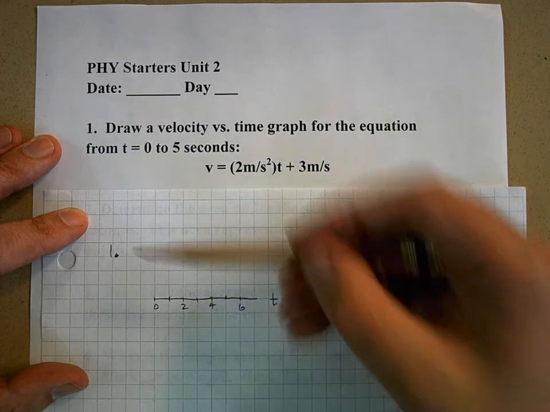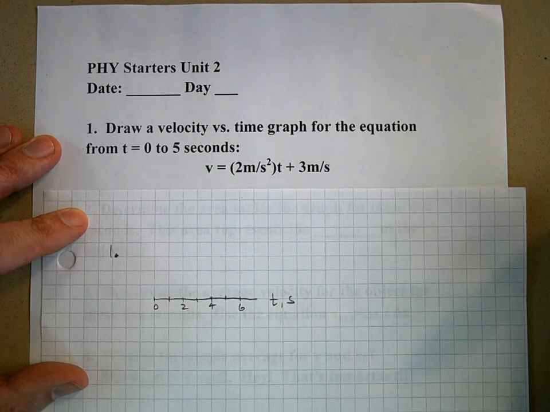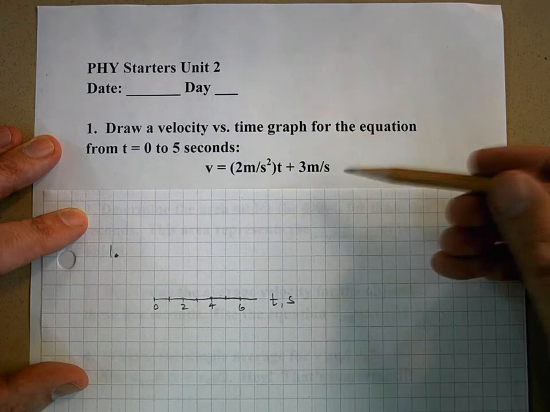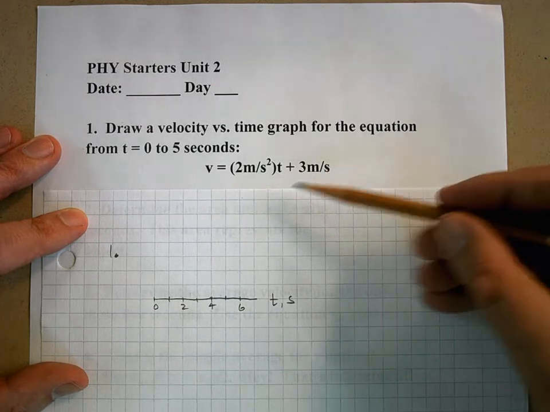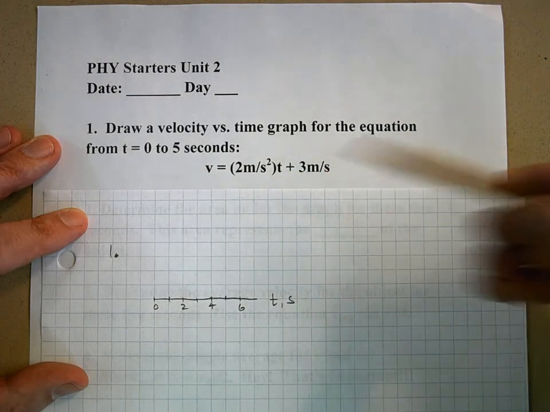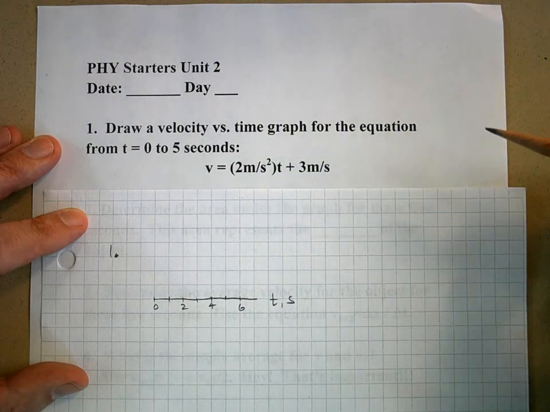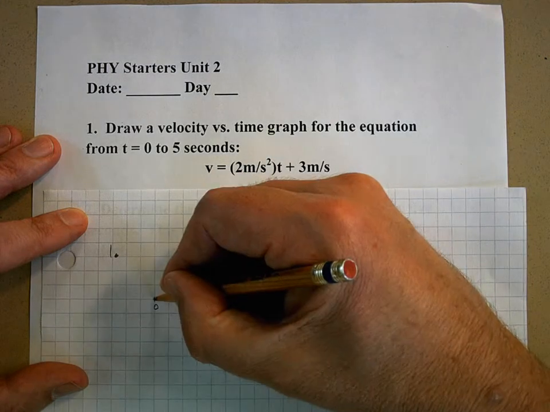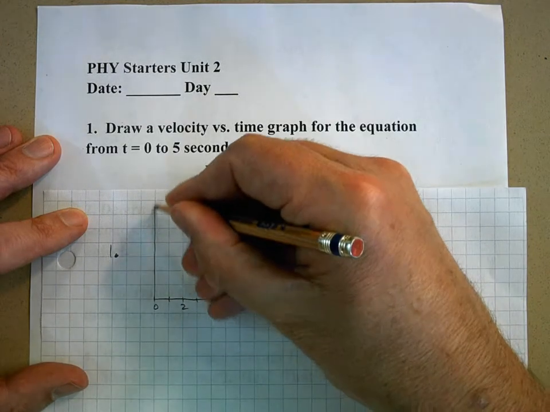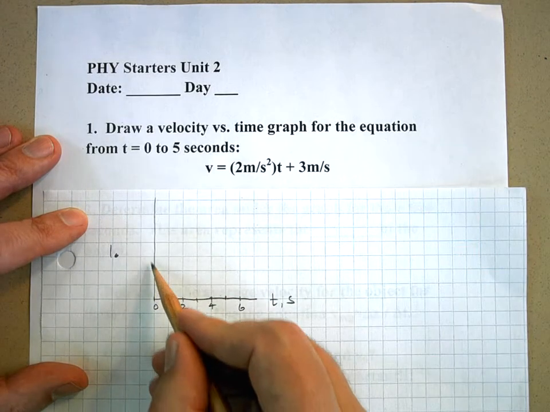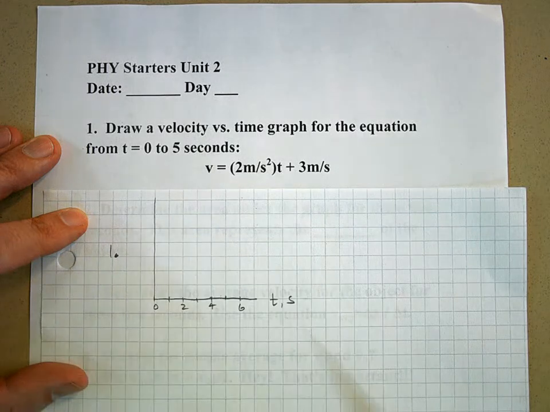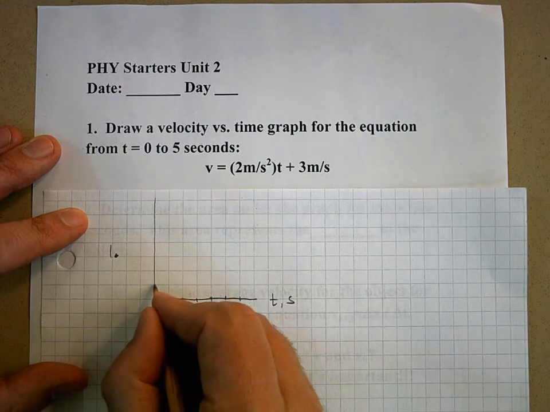And now, I need to be able to scale this. It'd be nice to know what my maximum velocity is. I'm going to start at 3, and then I'm going to go for 5. So 2 times 5 plus 3 is 13. So I want to go to 13. So I certainly don't want to make this 1, 2, 3, 4, 5, 6, because I'm going to run out of room. But I will do this.